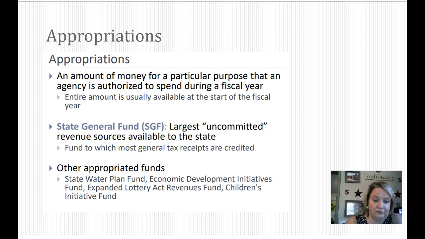It's in the State General Fund, the SGF, and it's the largest uncommitted revenue source available to the state. It's a fund to which most general tax receipts are credited. These are some other appropriated funds: the State Water Plan Fund, Economic Development Initiative Fund, Expanded Lottery Act Revenues Fund, and the Children's Initiative Fund. We do not get any money. The Department of Corrections does not get any money from any of these funds, only the State General Fund.